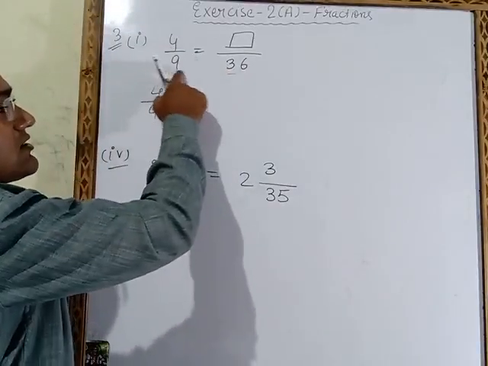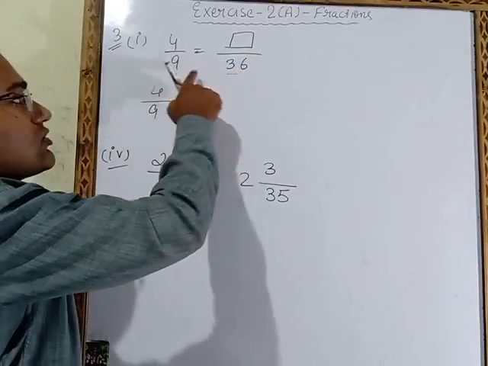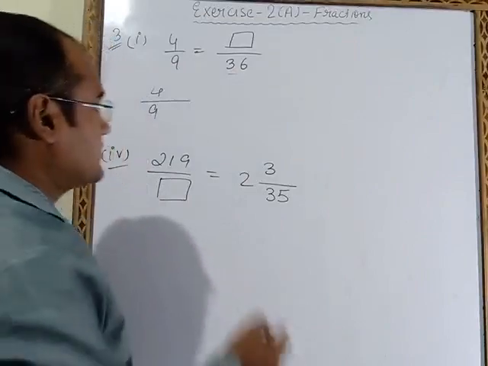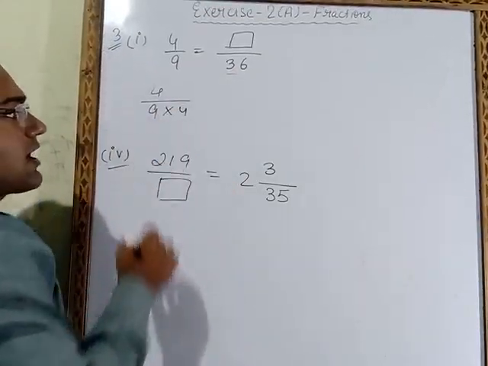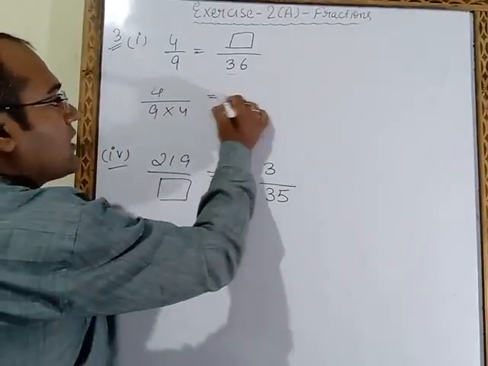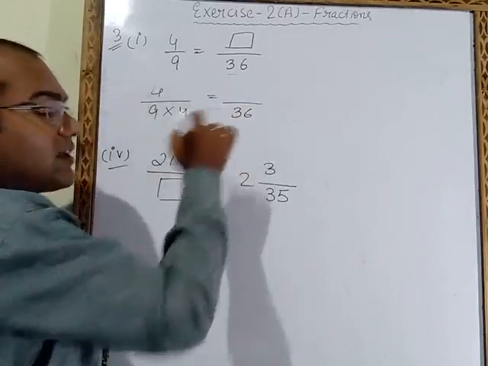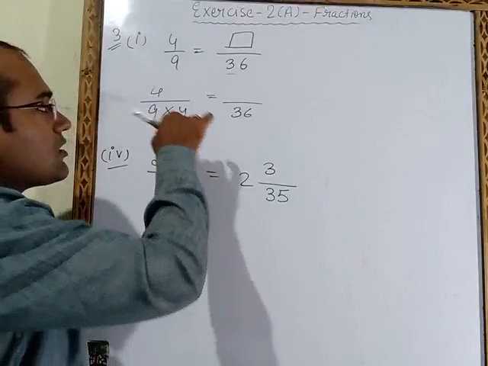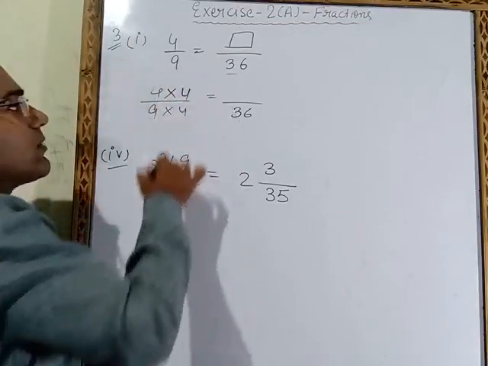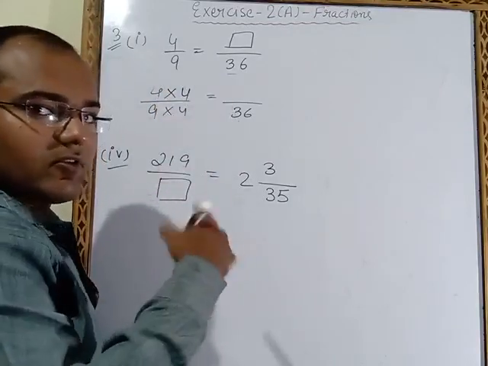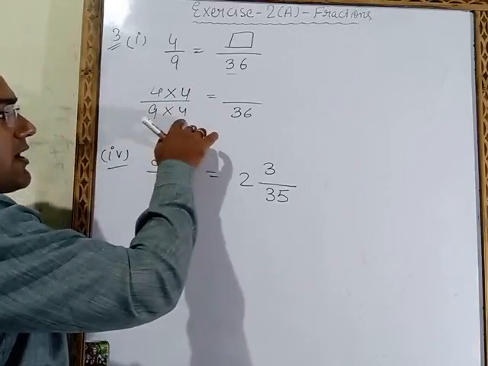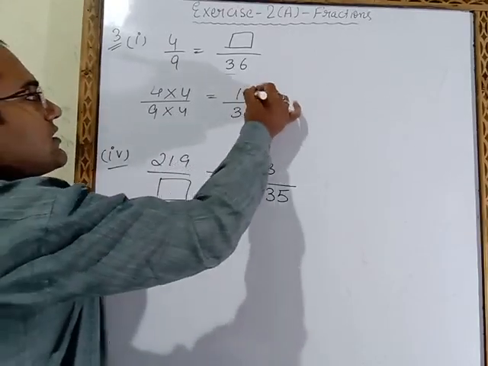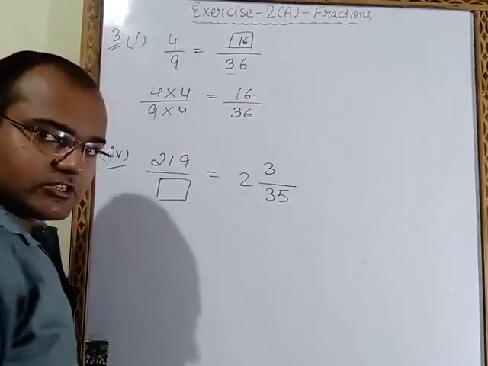This 9 is becoming 36. So 9 we have to multiply it with 4. 9 4 ja 36. So what you have to do? Here you have to multiply with 4. Then only here we will get 9 4 ja 36. So in the denominator we are multiplying with 4. So in the numerator also you have to multiply with 4. Same number we will multiply. As we had multiplied here with 4, here also we will multiply with 4. 4 4 ja 16. That means here you have to fill 16.